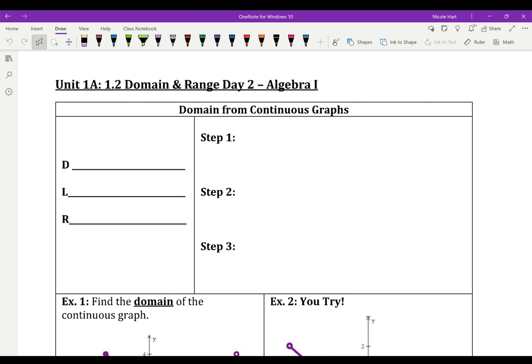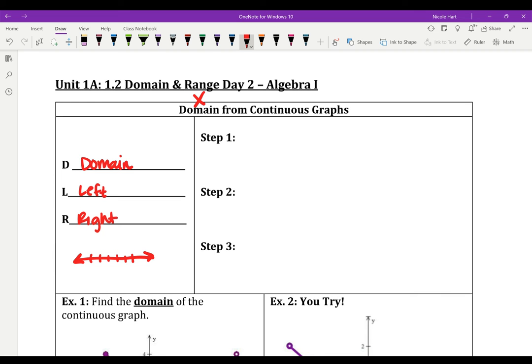All right, so for domain from a continuous graph, again, your domain is your x values. That's what we're going to be focusing on. The domain is going to cover from left to right. I'm going to put this with big letters. The domain from left to right. So that's the numbers on the graph that go from left to right.